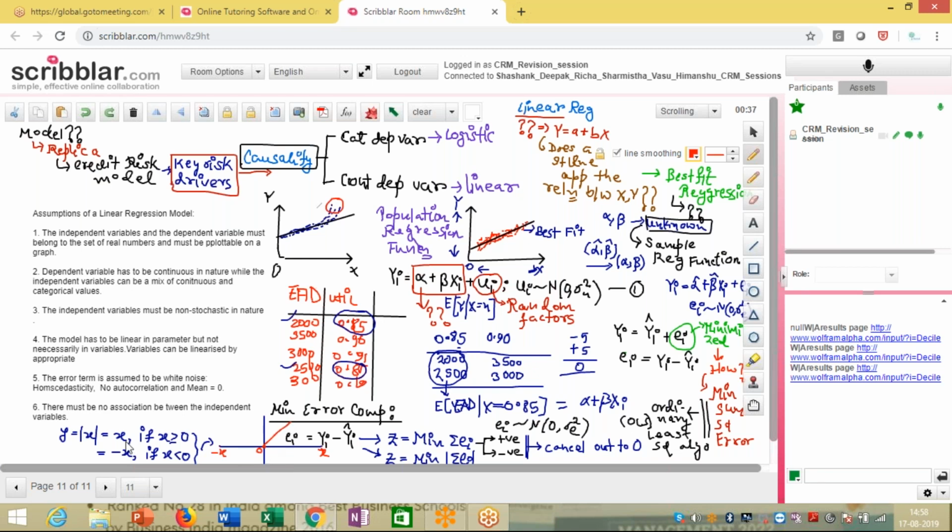So over here, let's say y equal to mod x, right? So if x is 1, y will be 1. If x is 2, y will be 2. If x is 3, y will be 3. Similarly, if x is minus 1, y will be 1. If x is minus 2, y will be 2. Something like this. So one thing that you can see is that this is a kinked function.